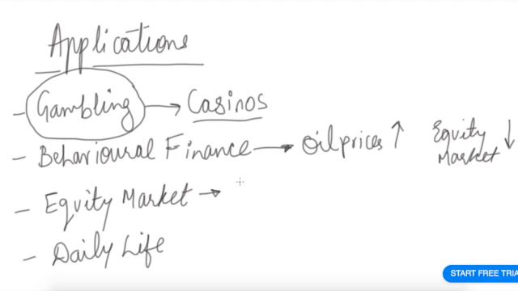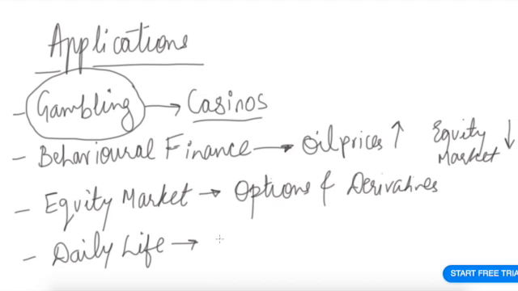A lot of probability is applied on options and derivatives, in the stock exchange, and in our daily lives. If it rains 1 out of 10 days in a month, would you need an umbrella today? So you use probability in your daily life.